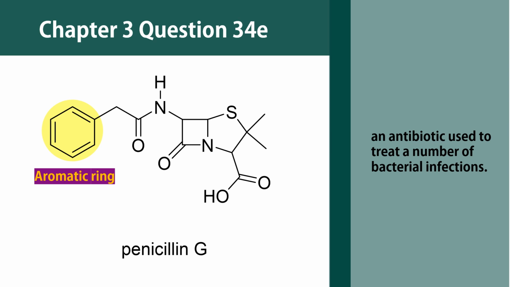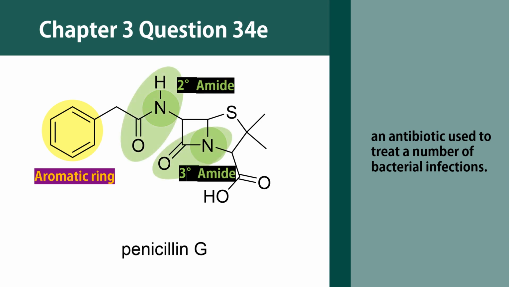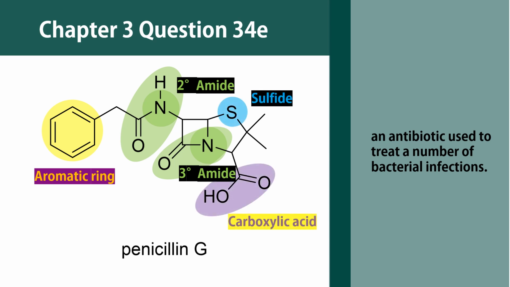So first, we identify the N atoms. For the left side, the nitrogen is a secondary amine, while the right side is a tertiary amine. Since there's an adjacent C double bond O, it is a secondary amide and a tertiary amide. The rest is pretty straightforward: the sulfide group and the carboxylic acid group.